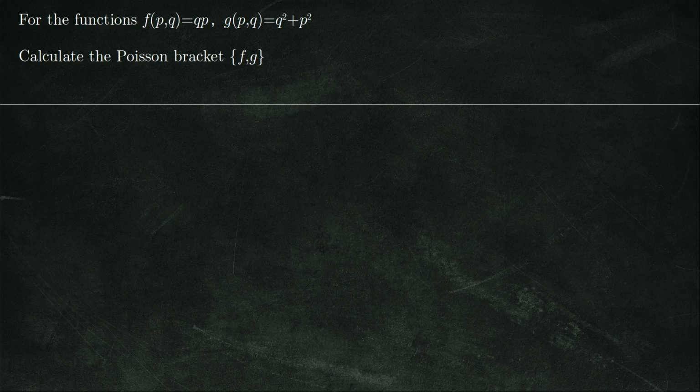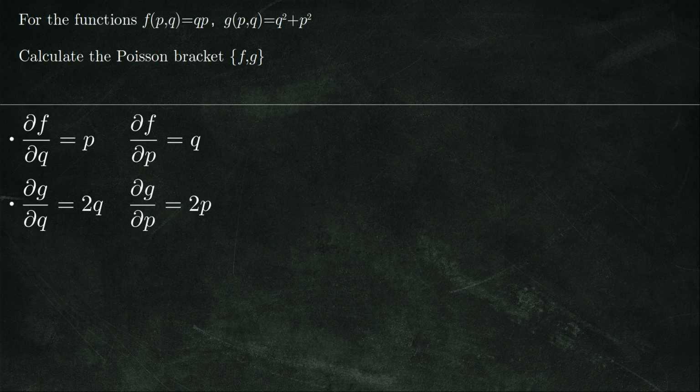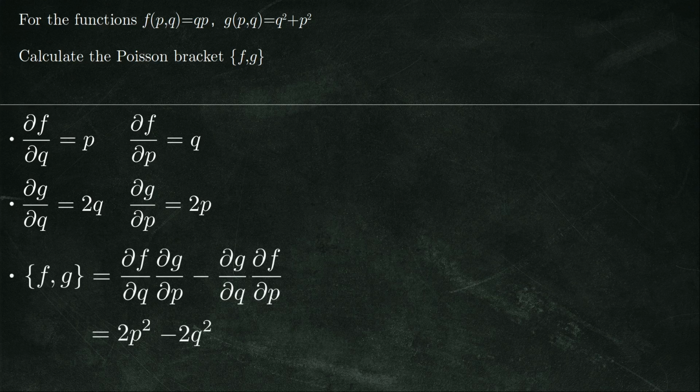The next example you can do on your own, and then come back to the video for the solutions. Okay, now you've had a go. Firstly, the individual partial derivatives are given by this. And then we substitute this into the definition of the Poisson bracket, and we get the following.